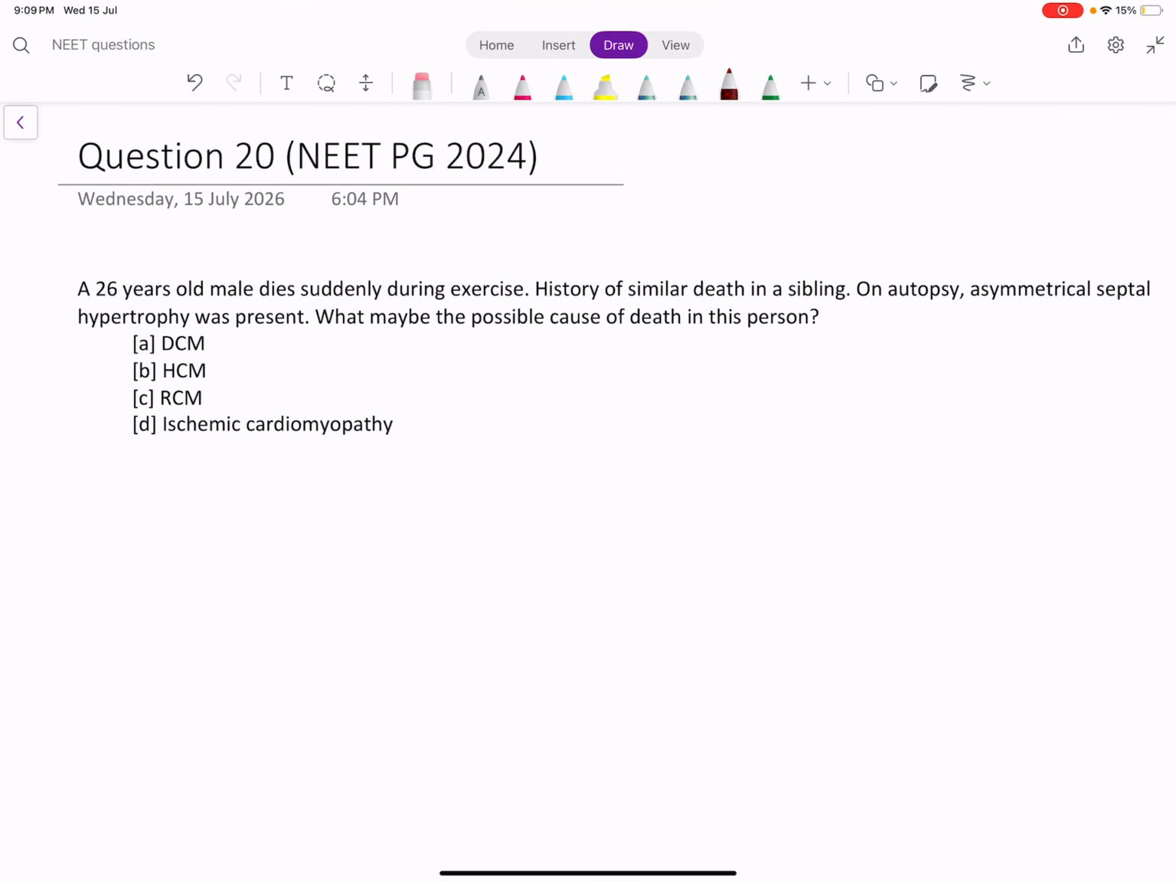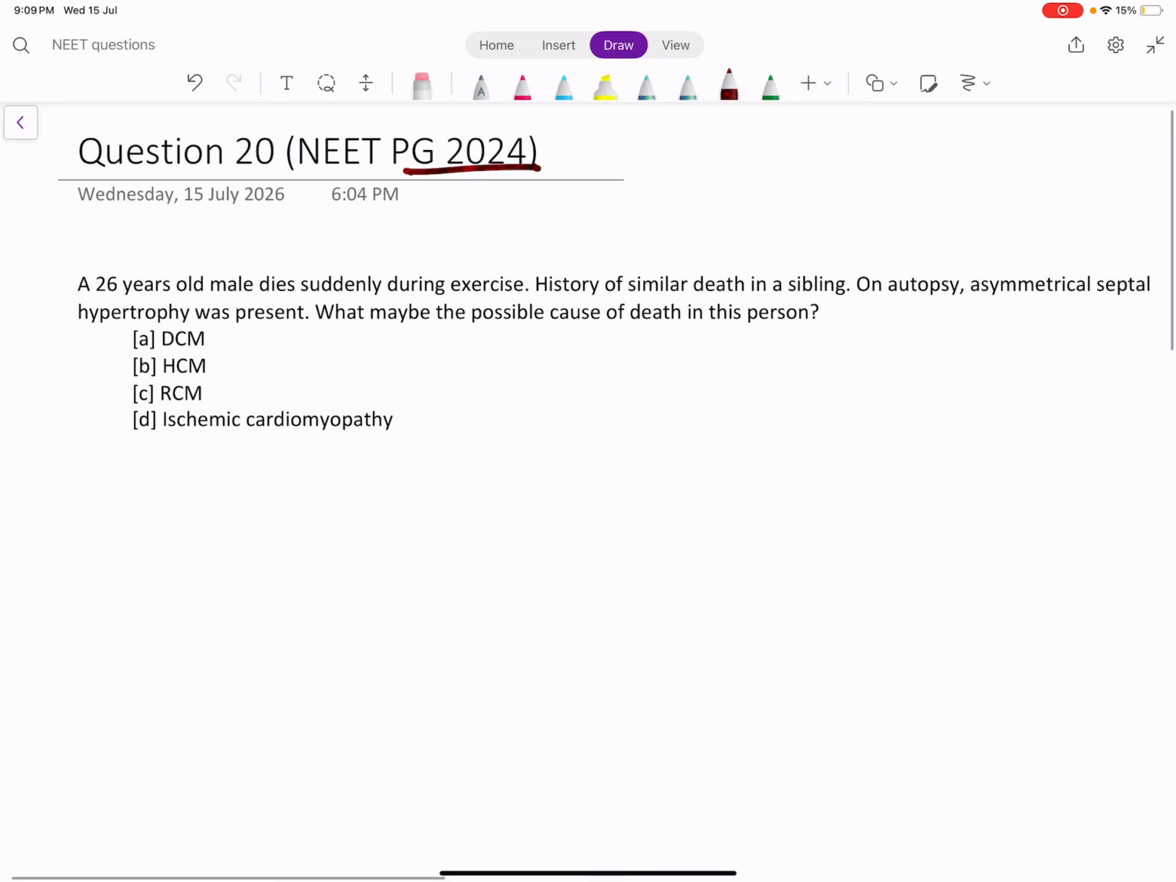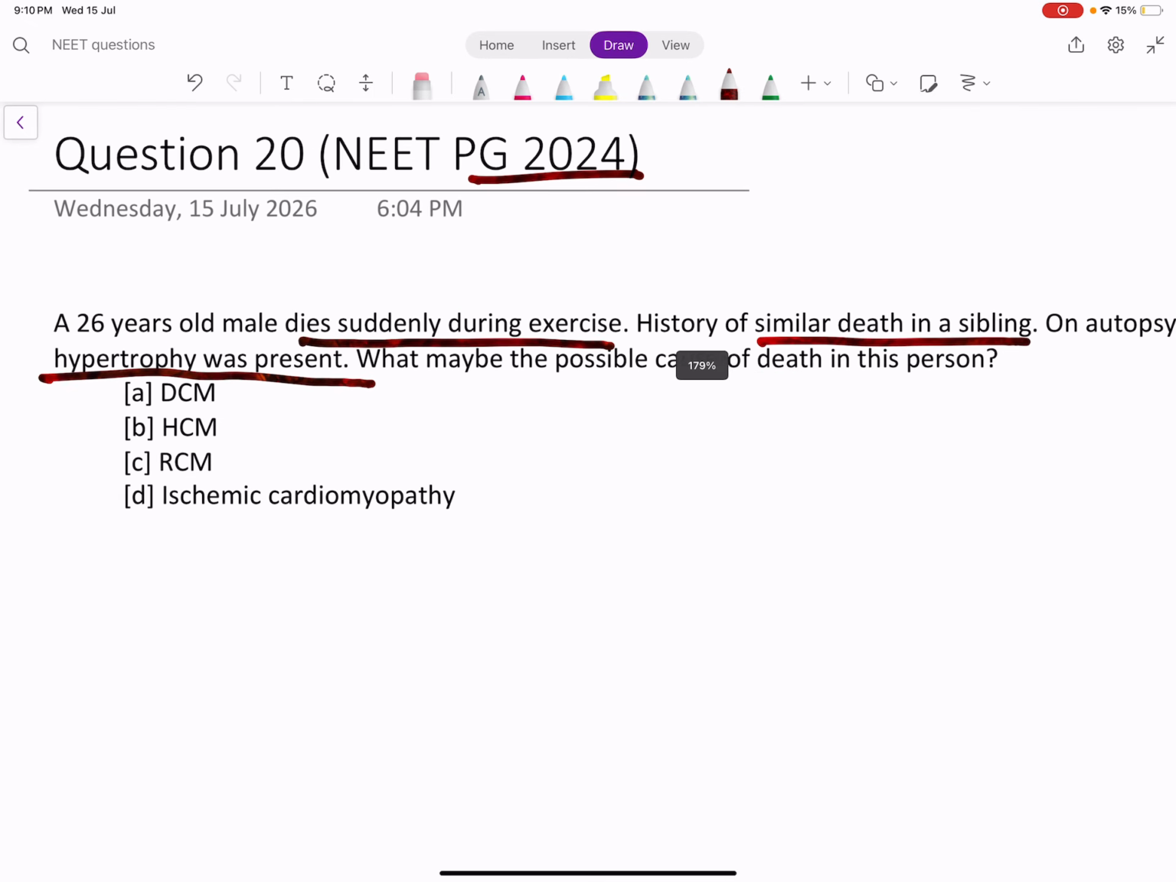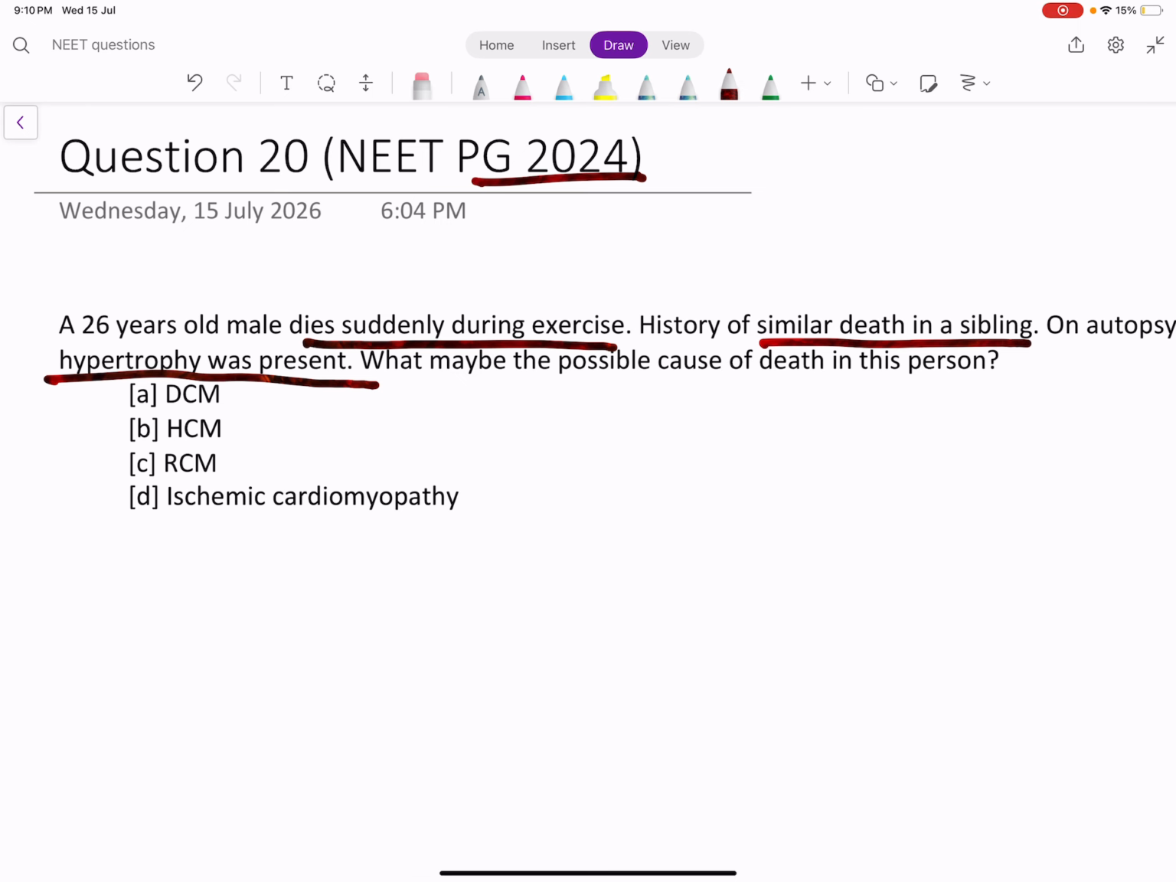Coming to question 20 of previous year NEET PG 2024. A 26 years old male dies suddenly during exercise. History of similar death in a sibling. On autopsy, asymmetrical septal hypertrophy was present. What's the probable cause of death in this patient? So a young male, probably with no comorbids, dies suddenly during exercise. So it is a case of sudden cardiac death during exercise.